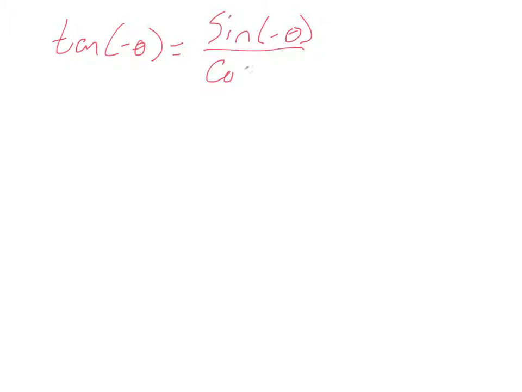Look at tangent. So what's tan of negative theta going to be equal to? Well, let's use the quotient identity. What's tan equal to in terms of sine and cosine? Sine over cosine? What's sine of negative theta equal to? Negative sine theta. And cosine negative theta is? Cosine theta. So tangent is odd.